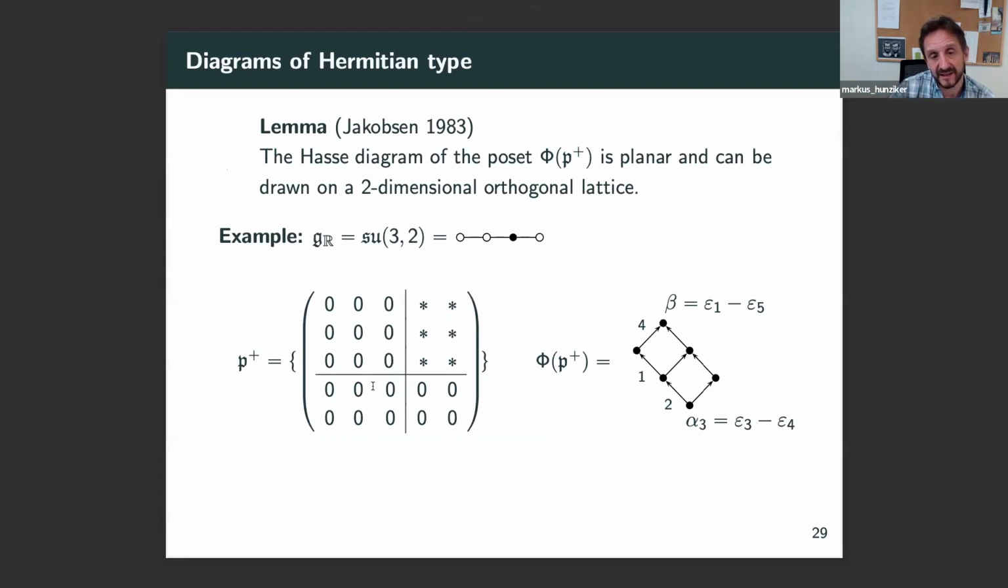So this P plus is this set of matrices. And each of these stars here corresponds to one of these roots in Phi(P plus). This star here at the bottom left would be the simple non-compact root, epsilon 3 minus epsilon 4 in standard notation. This star up here is the highest root, epsilon 1 minus epsilon 5. And each dot corresponds to one of these roots. This would be alpha 3 plus alpha 2. Alpha 2 would be a compact simple root. So alpha 2 plus alpha 3 would be epsilon 2 minus epsilon 4. So that's one way of visualizing these posets here.